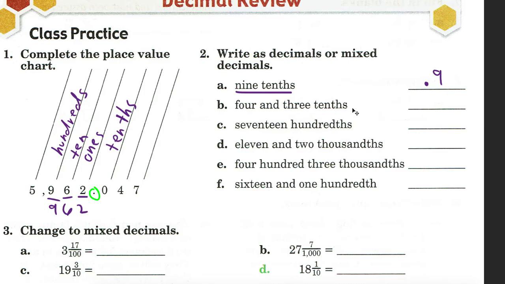4 and 3 tenths. So 4, and whenever you see the word "and", you have to put a decimal point. 3 tenths. So that means 3 needs to be in the tenths place. So where would I put that?